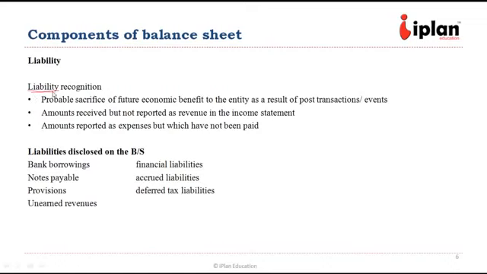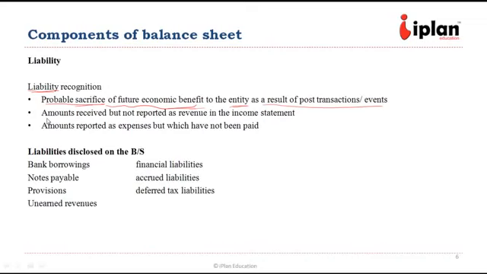The liability signifies probable sacrifice of future economic benefit to the entity as a result of past transaction or event. For example, if there was a bond issued by the company in past, then the company has to pay interest and it has to return the principal in the end. So we are sacrificing the future economic benefit to the entity. That is why it is a liability.